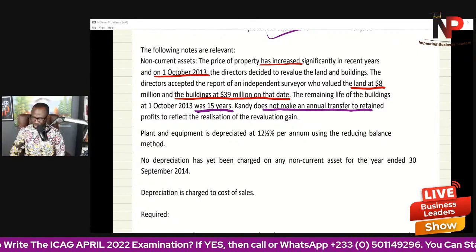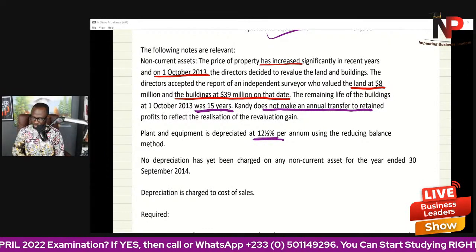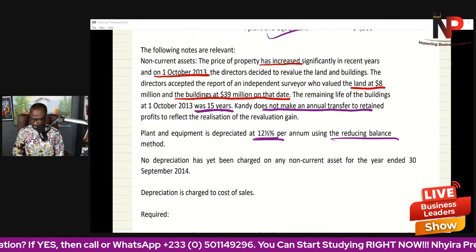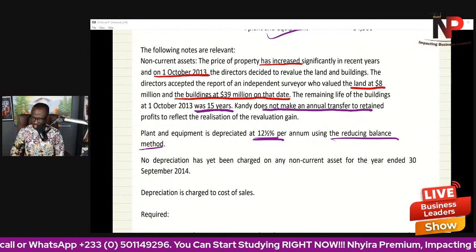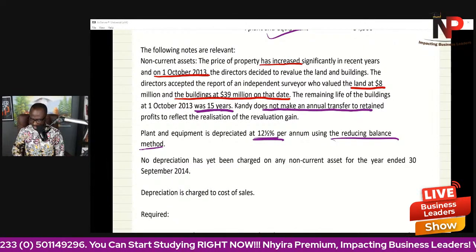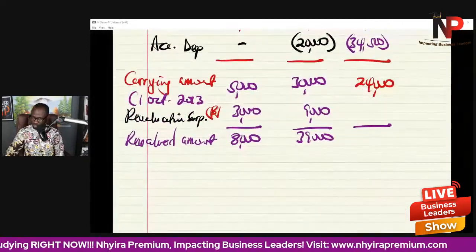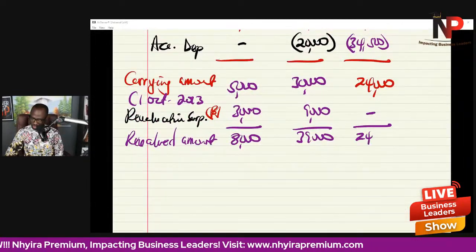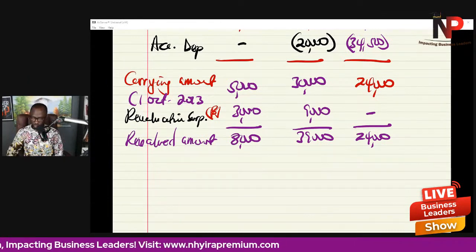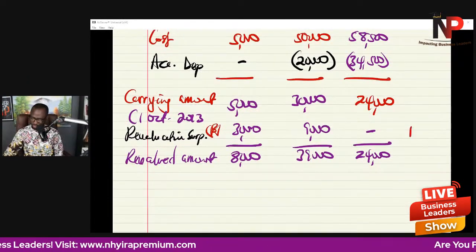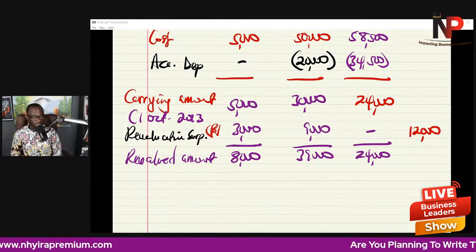Plant and equipment is depreciated at 12.5% per annum using the reducing balance method. No depreciation has yet been charged on non-current assets, and depreciation is charged to cost of sales. Okay, so it means plant and equipment was not revalued, so that is still going to be 24,000. It means our revaluation surplus is 12,000 Ghana cedis.